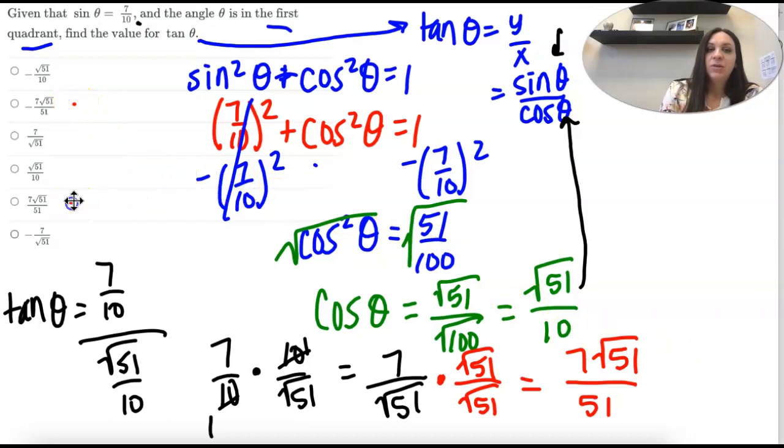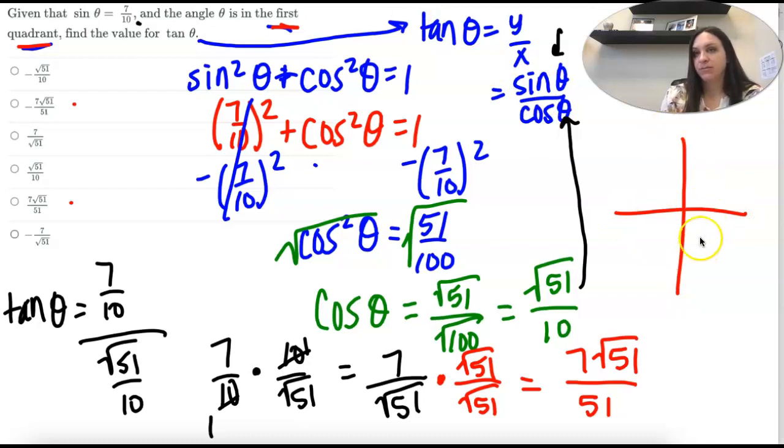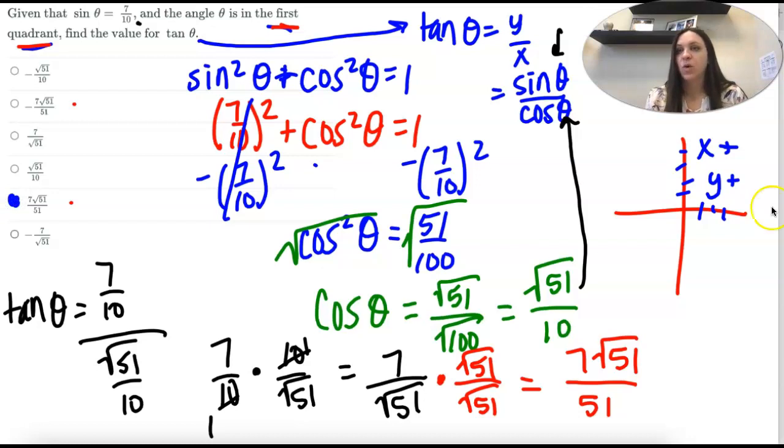So again, you always get a positive and a negative of your answer. We need to figure out what's going on in the first quadrant. So in the first quadrant, everything's positive. Our x values are going positive and our y values are going positive. So it's going to be a positive value because y over x, both positive, stays positive.